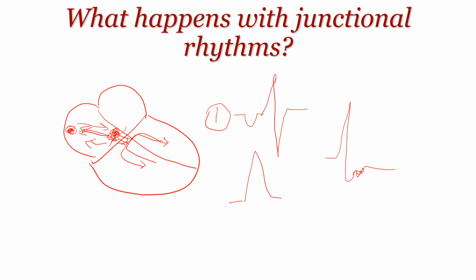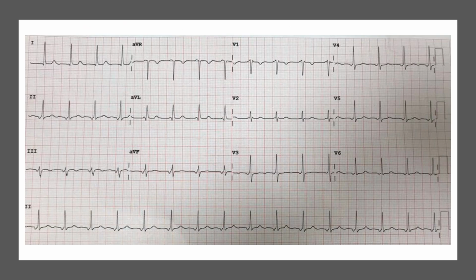So first, the P wave will be inverted where it should be upright, and will be upright where it should be inverted. So it will go the other way around because the stimulation is coming from below upwards. And the second difference is that you will have a very short PR interval, or the P wave will be hidden within the complex or shortly after the complex. So that is what happens with junctional rhythms.